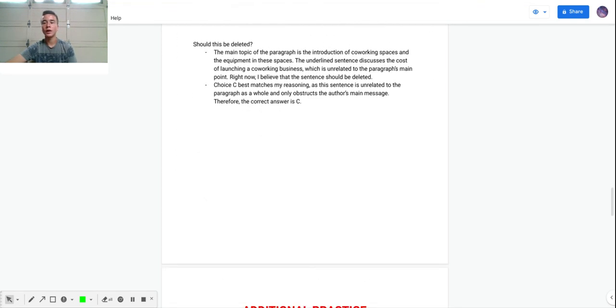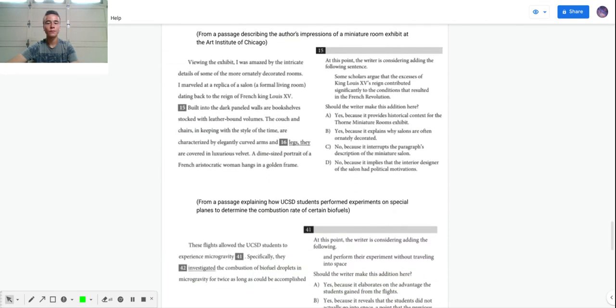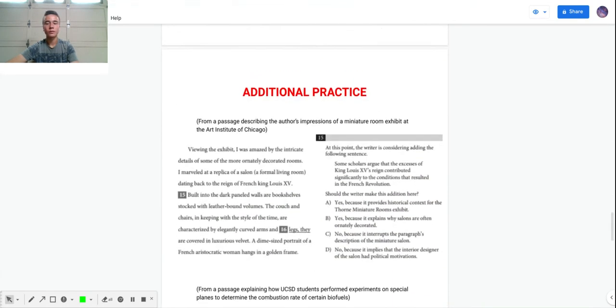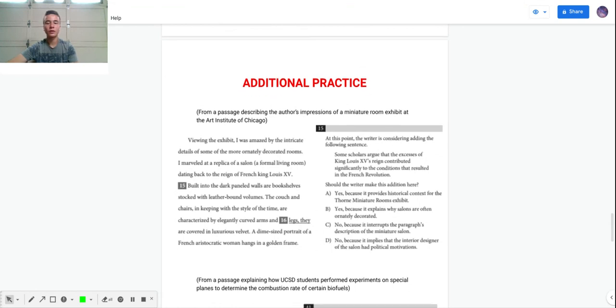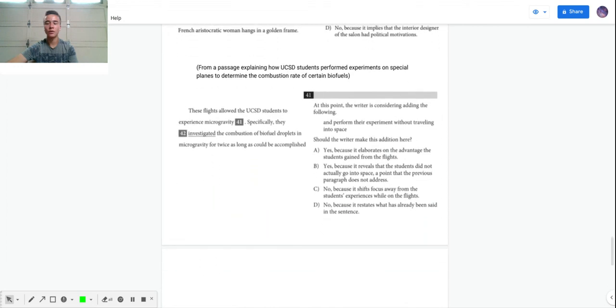All right, so that's pretty much it. I have 2 additional practice questions. It's kind of hard to find questions about this, but I think these 2 are pretty good. On the last page I included the answers.